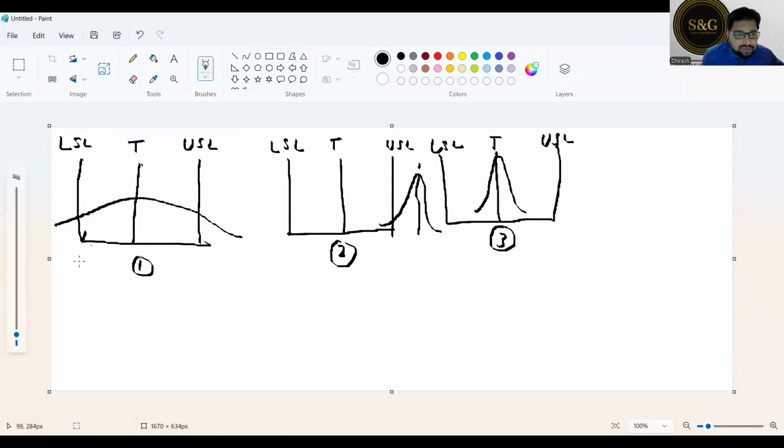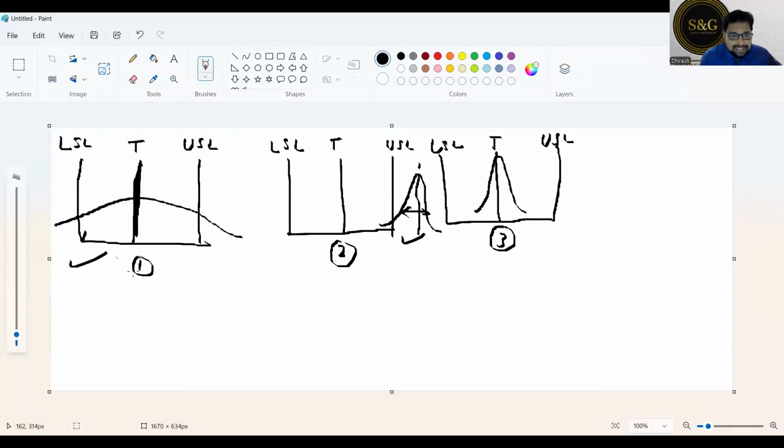Why not this one? This is also hitting the target, no? And look at this. Look at the spread of the data. Very low, no? This was a good process, yes or no? Spread is very low. And this process is hitting the target perfectly, matching the center. Exactly.